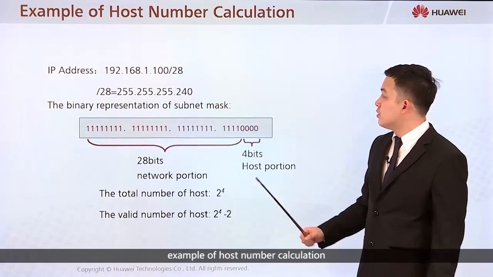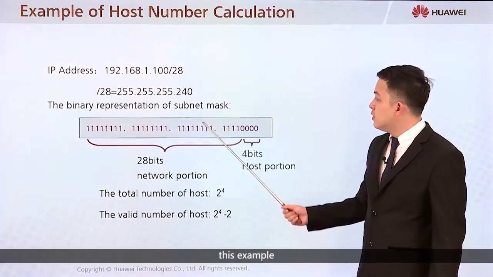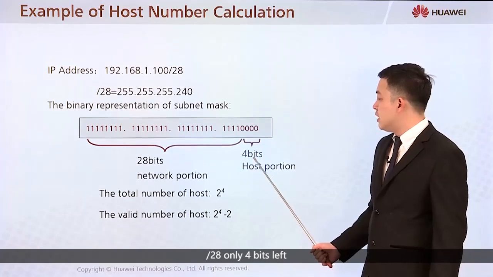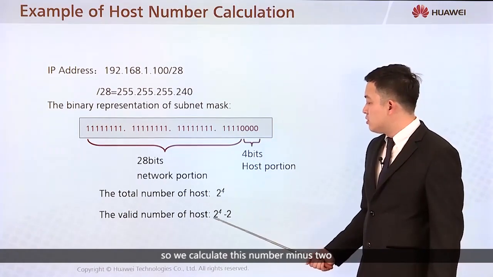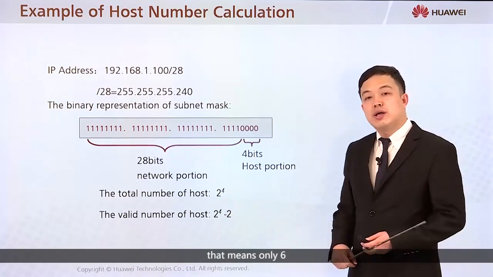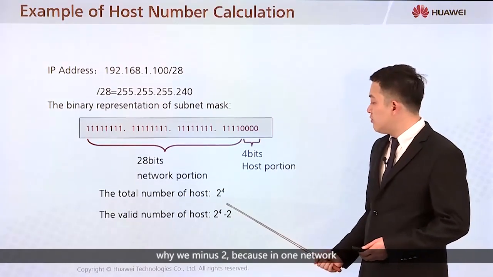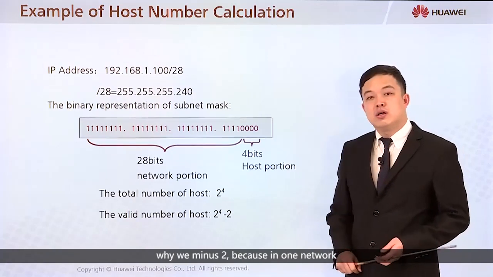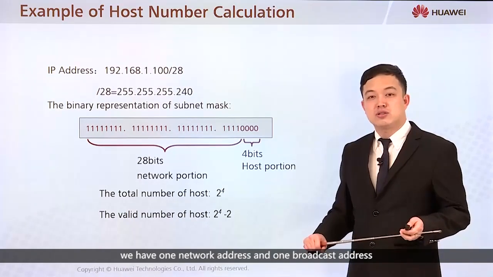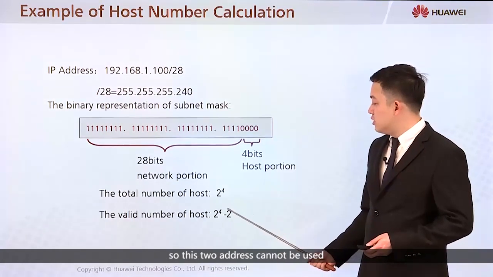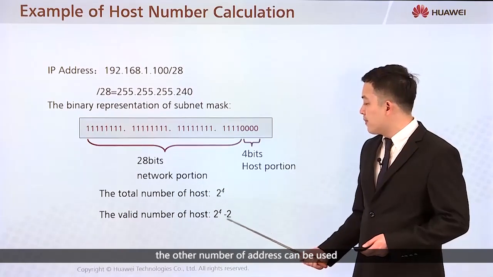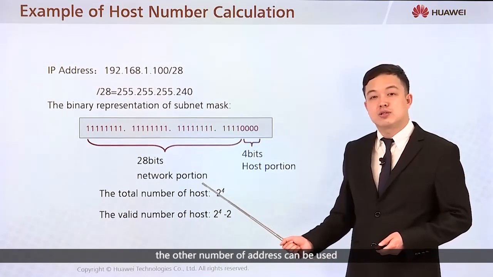Example of host number calculation. In this example, /28, only 4 bits are left. So we calculate 2 to the power of 4, minus 2. That means only 14 hosts. Why do we minus 2? Because in one network, we have one network address. We also have one broadcast address. So these two addresses cannot be used. The other addresses can be used.